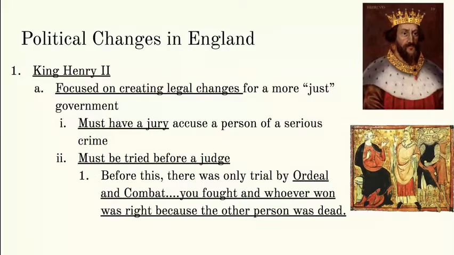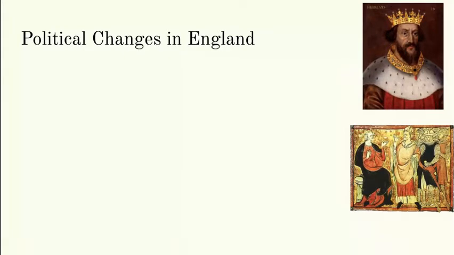And so Henry looks at this and he's like, that isn't fair. That isn't right. We need to actually have a system. We can't just rely on brute strength in the streets, people fighting it out just because they don't know any other way to do this. And so Henry comes in, he creates these legal changes. He says you have to have a jury, you have to be tried before a judge, and it's a system that we still actually use today.